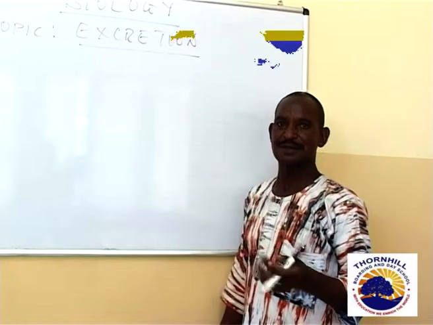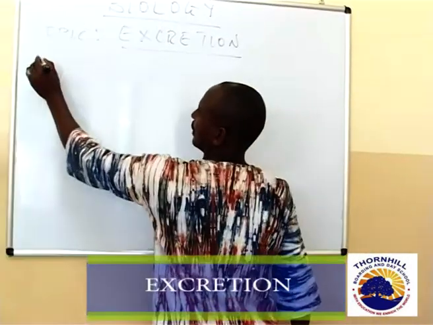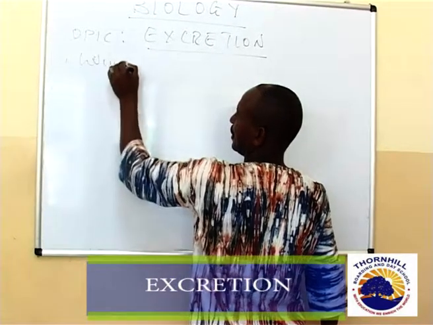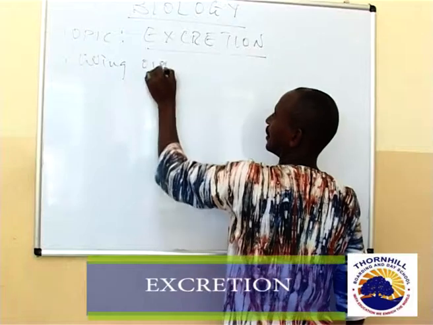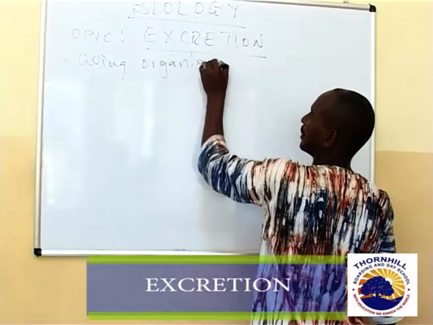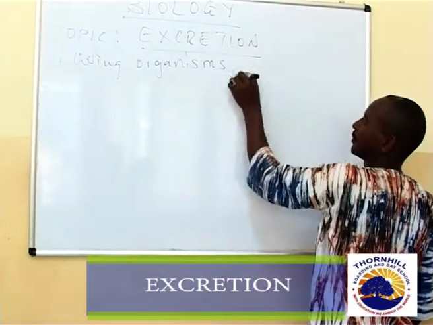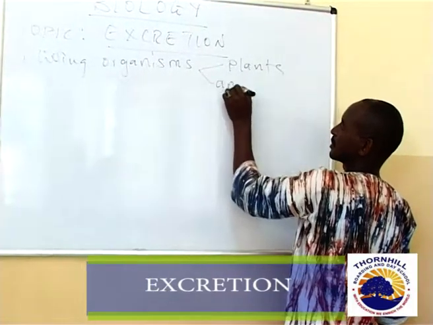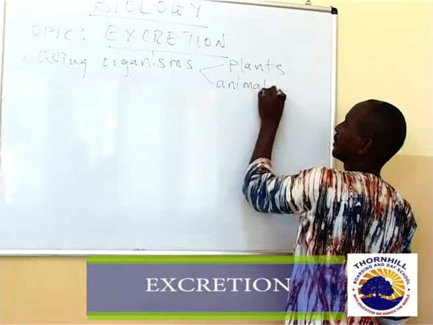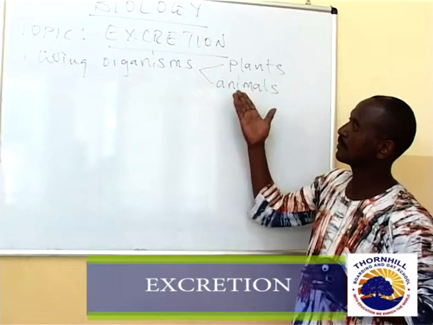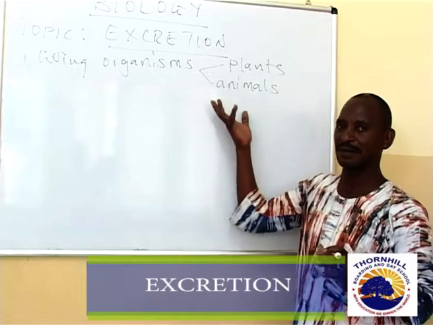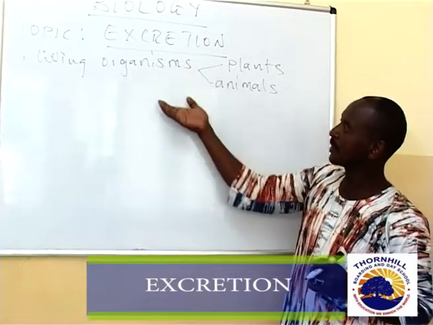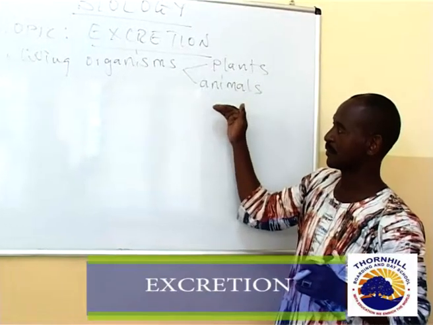Living organisms are the plants and animals. These are organisms where we're going to find life. And in biology, we look at the characteristics found in living organisms, which are plants and animals.